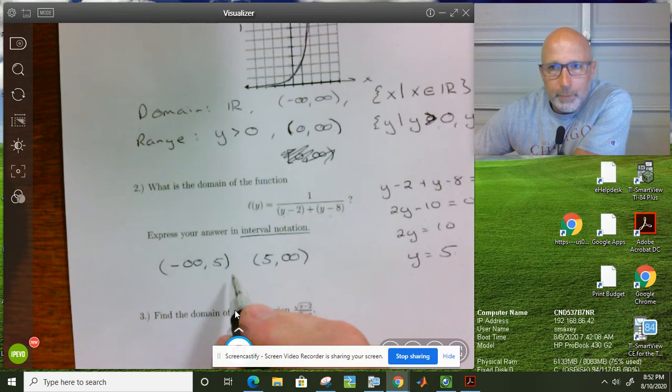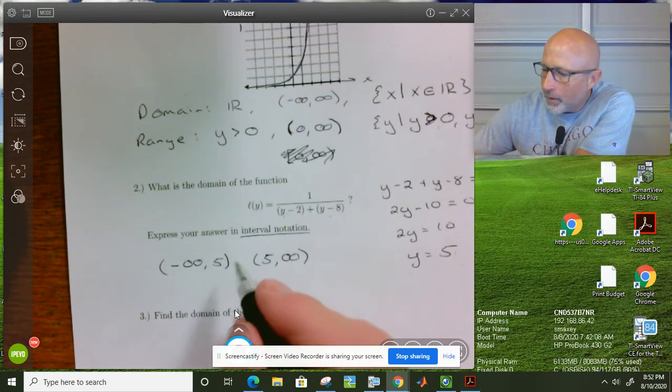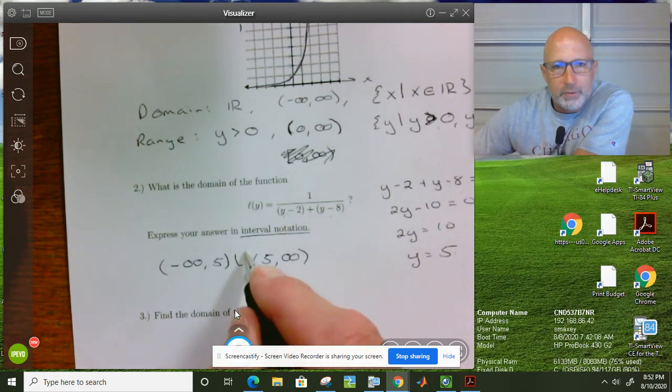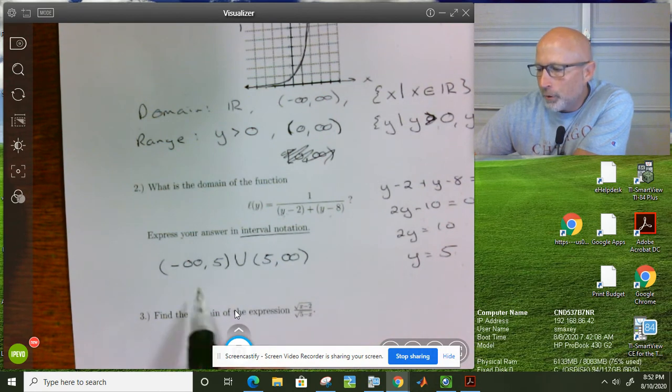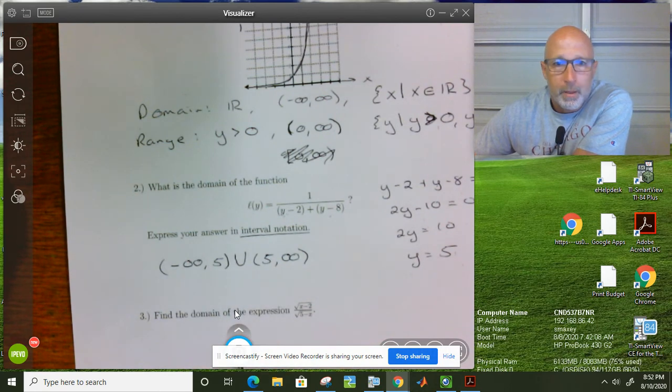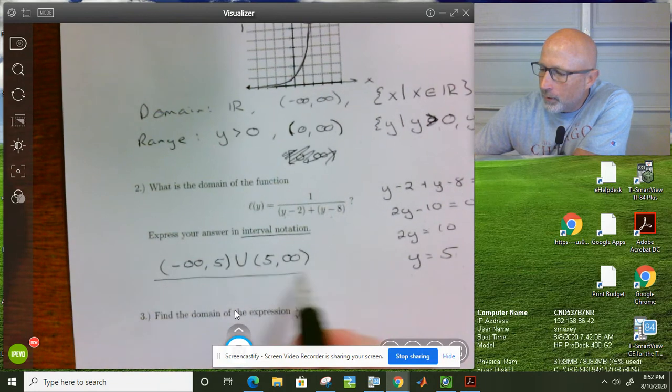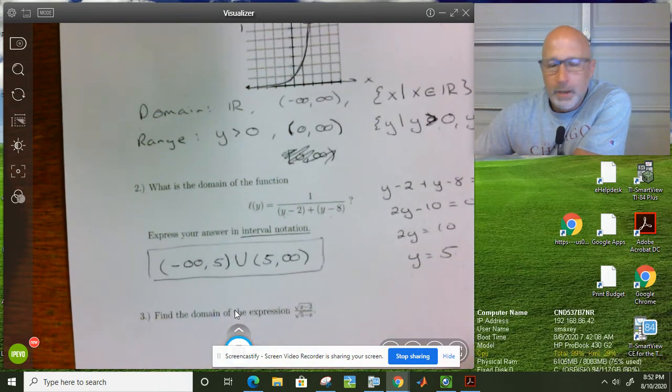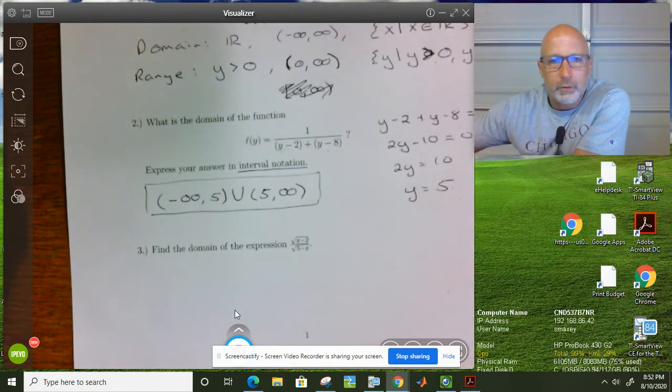Now I'm going to put a little symbol in here just to tie it all together. It's like a big U. It stands for union, which means the answer could be there or there. Okay? So this is the notation that you're looking for. Okay? And then the last one. Sorry, it's so tiny there.